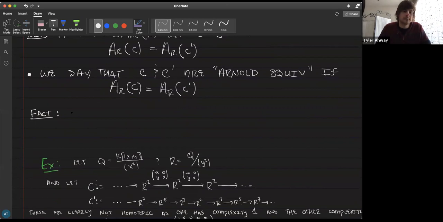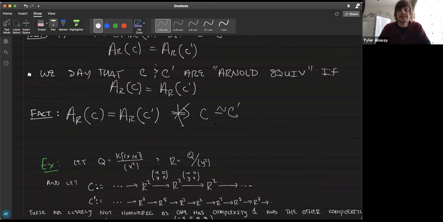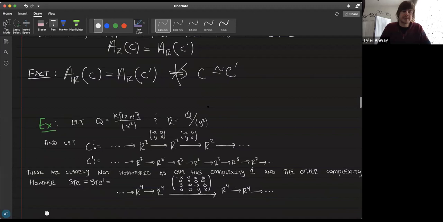One more fact about this definition here. So let's say that we have two complexes which are Arnold equivalent. This does not imply that C is homotopically equivalent to C prime, right? Which is good, because if that were the case, then why not just use homotopy, right? This next example actually should illustrate this quite nicely.